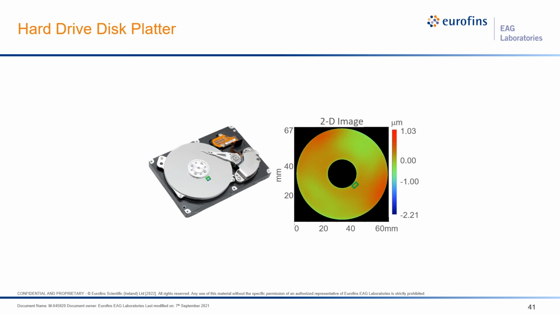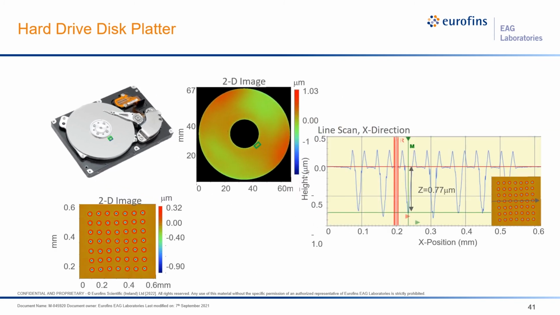Our third OP example references back to the AFM section and the hard drive platter. With OP, we can actually examine much more than just a single landing zone structure. By stitching images, the entire hard drive platter was imaged. This image shows the long-range bow and shape of the platter. The small green rectangle indicates the portion of the platter where the landing zone is located.